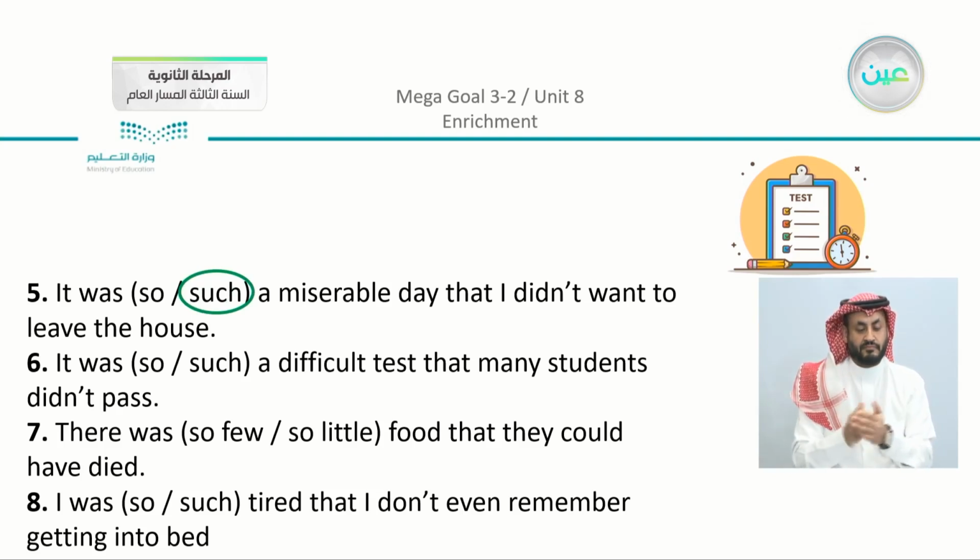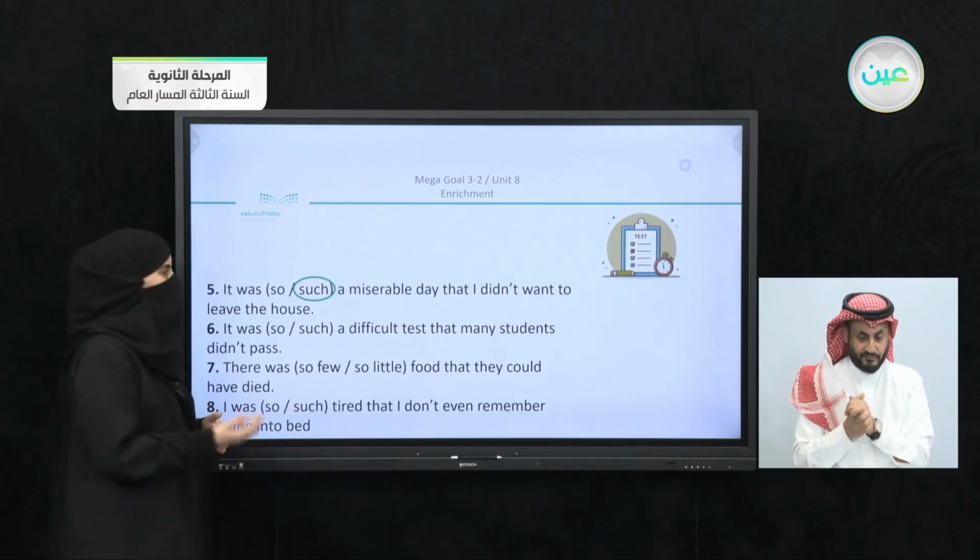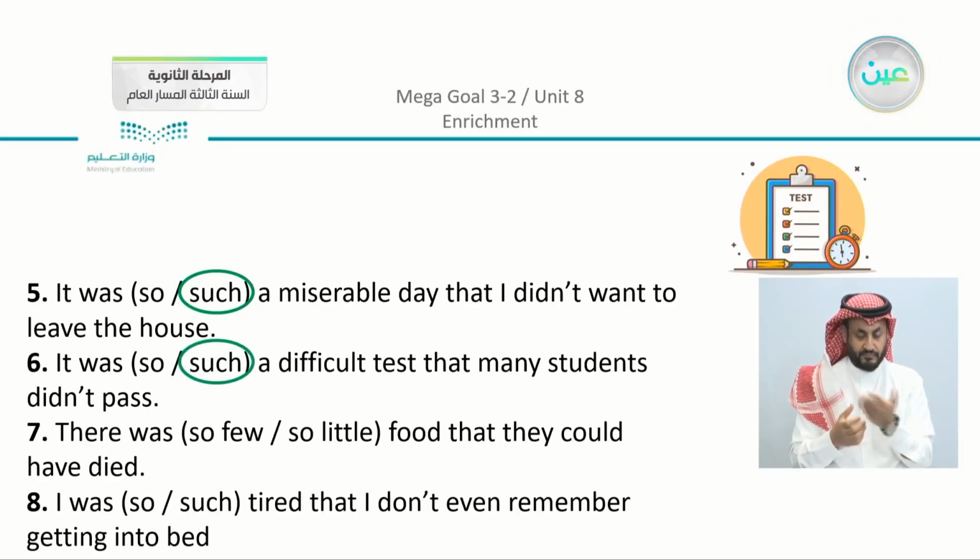We have in number 6, it was so or such a difficult test that many students didn't pass. Do you say it was so a difficult test or such? And here you can see that the hint is if you have an article after the options, you can see that the article is connected to such. Number 7, there was so few or so little food that they could have died. So food is uncountable. What do we say? We can say that we have here, yes, so little food.